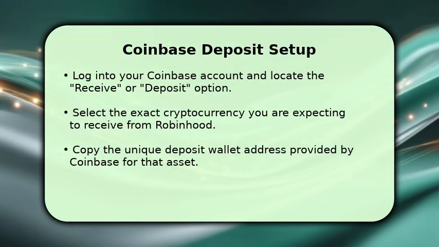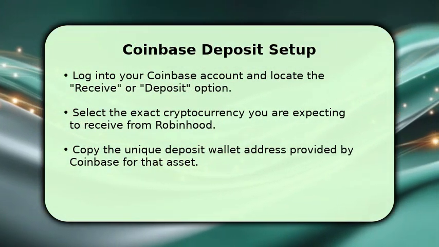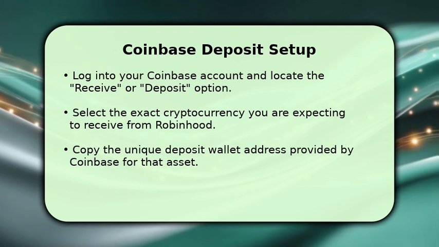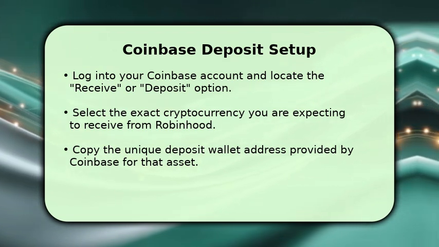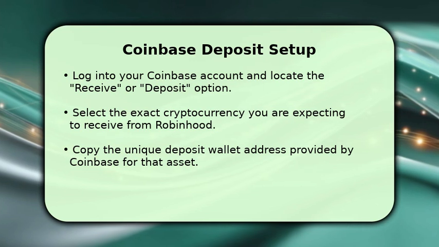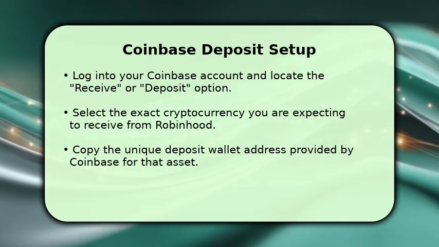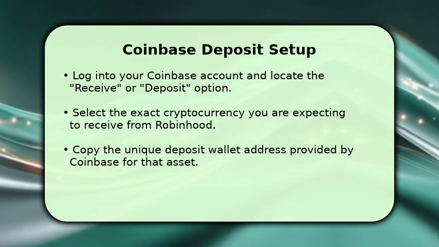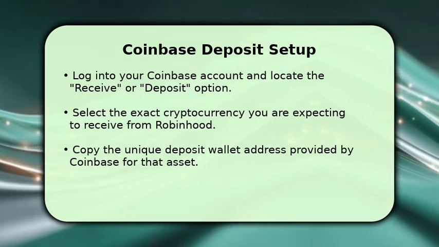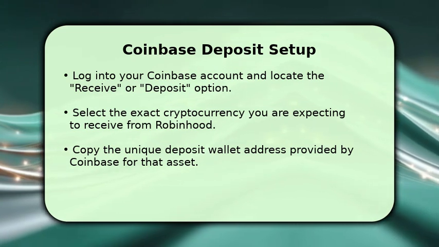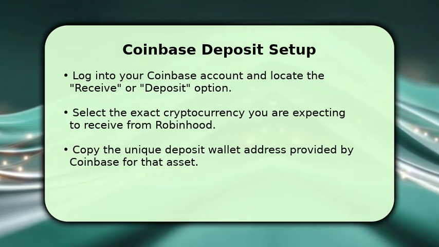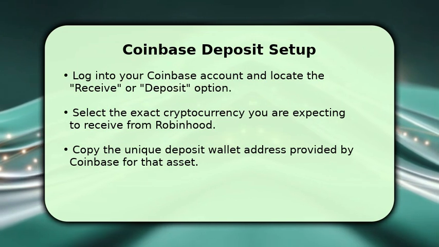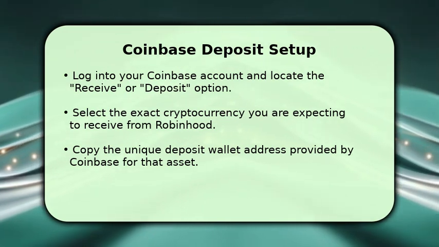Now, switch over to your Coinbase account. Log in and find the Receive or Deposit option for cryptocurrency. It is vital to select the identical cryptocurrency you are sending from Robinhood. Coinbase will then generate a unique deposit wallet address for that specific asset. Copy this address precisely. It is a long string of characters and numbers. This address is where your crypto will be sent.